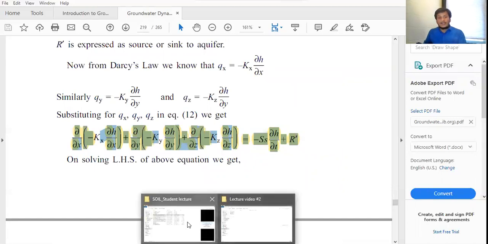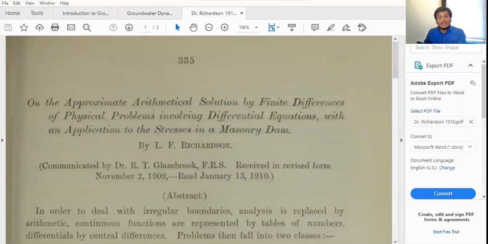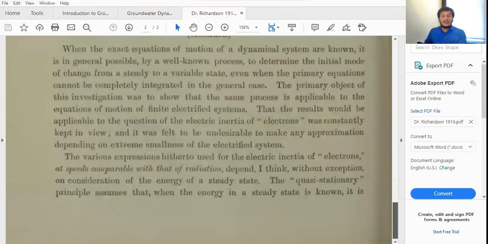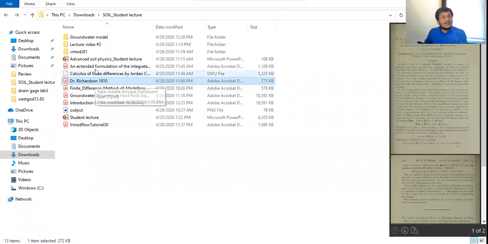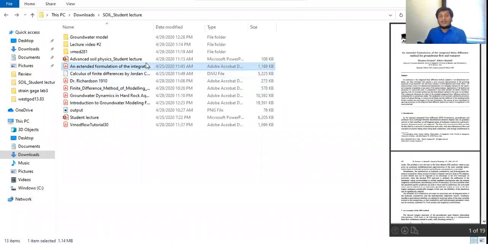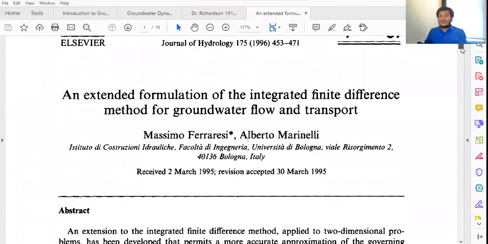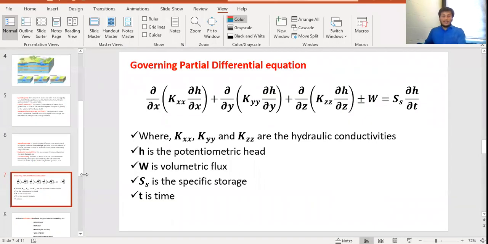Also, I got a few more articles. This is the first partial differential equation work, 1910, I believe, Richardson. If we are really interested, this article will help us see how they worked on it. And there is an extended formulation of integration. I'd like to share these articles on Blackboard so you can go through them when you have time. Coming back to the topic, that is how they got the partial differential equation.